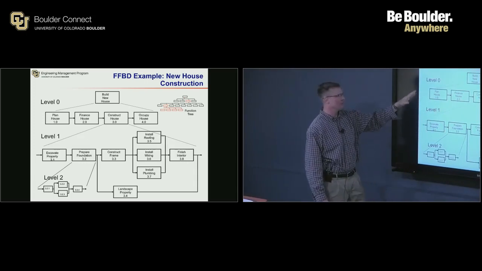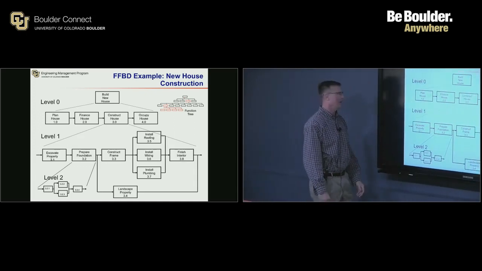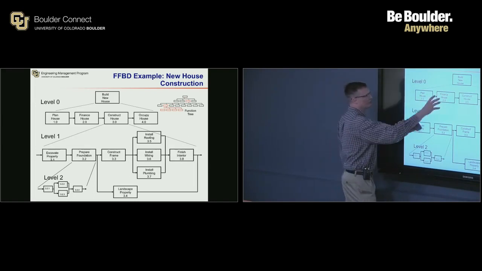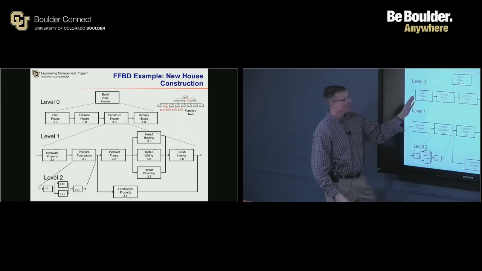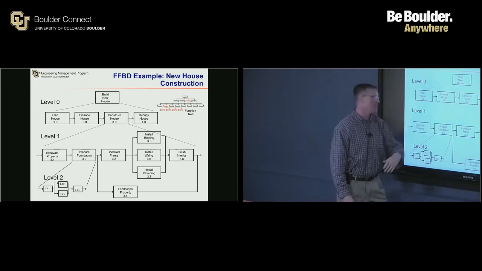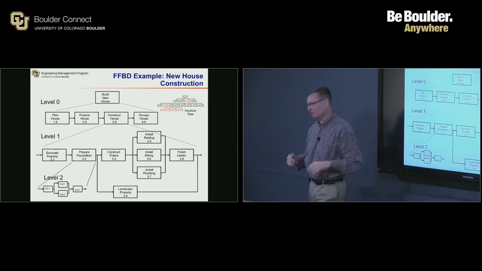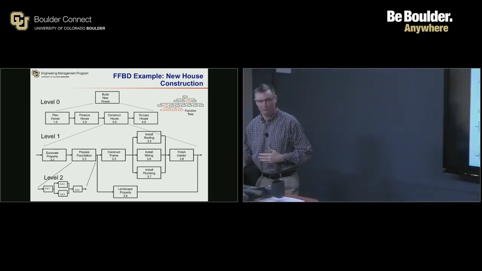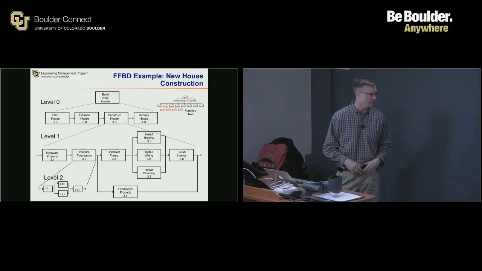So in this example, our top level function is to build a new house. And below that, we've come up with some sub-functions that need to take place. So you've got to plan it, finance it, build it, and occupy it. And then they further break down the construction part of it here. So the flow part of this is supposed to imply that this is a sequential operation. So this would happen before number two, which happens before number three, et cetera. It doesn't define how much time goes by or anything. It's just that some time elapses before you get to the second one.